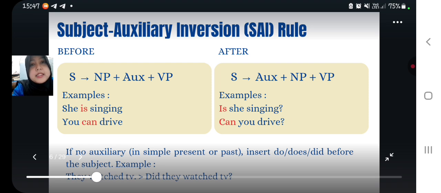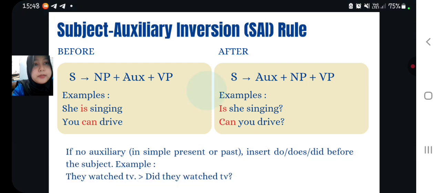For example, she is singing. She is the noun phrase, is is the auxiliary, and singing is the verb phrase. It becomes: the auxiliary is first, and then noun phrase she, and then verb phrase singing. And the second is you can drive. You is noun phrase, can is auxiliary, and drive is verb phrase. After inversion, can becomes first: can is auxiliary, you is noun phrase, and drive is verb phrase.